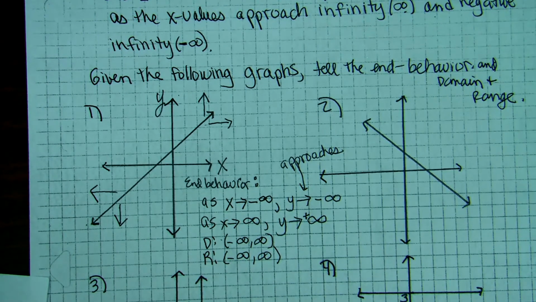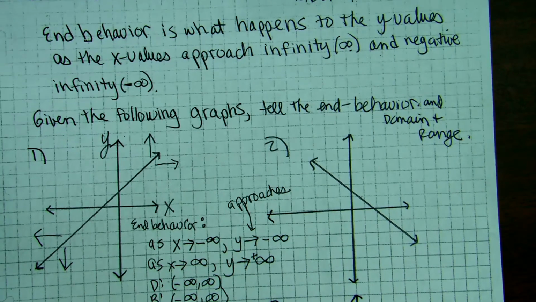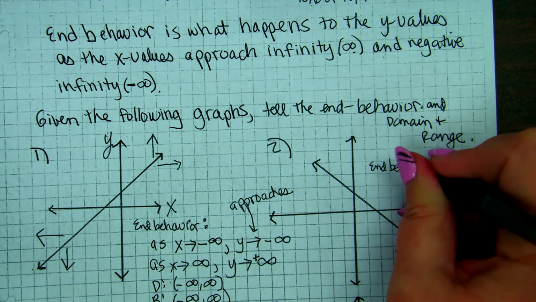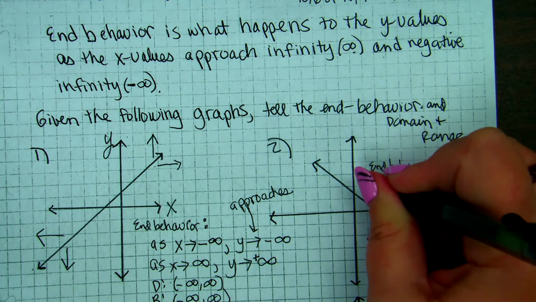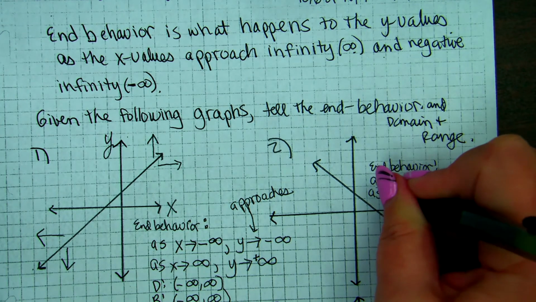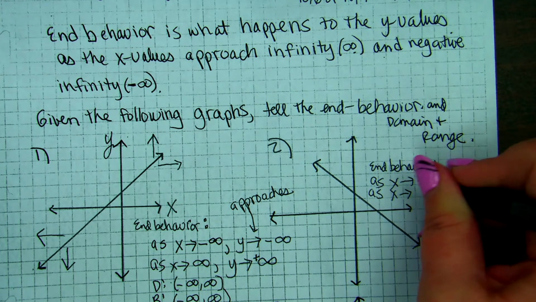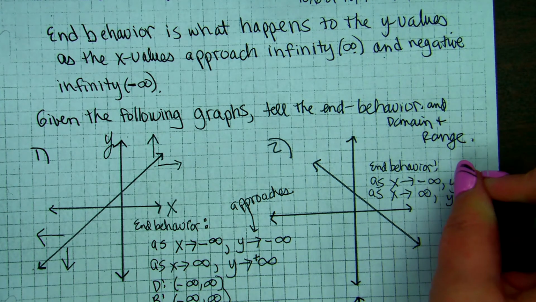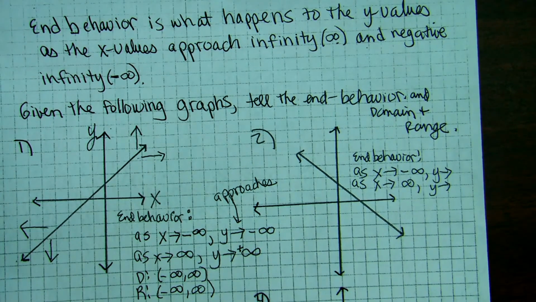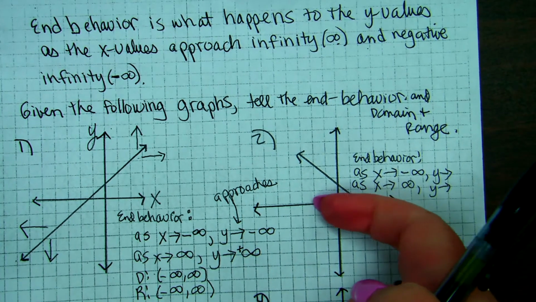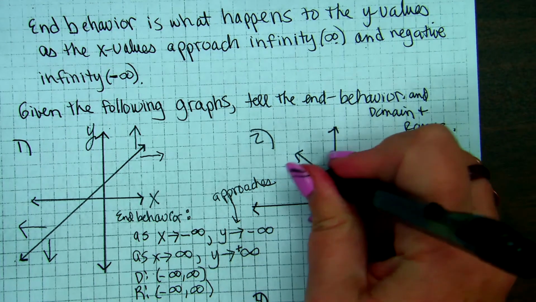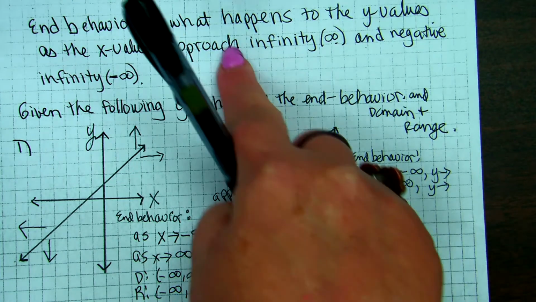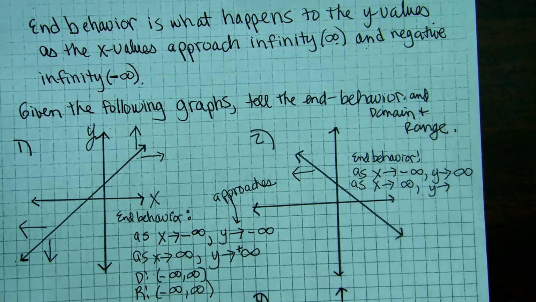So let's look at the next one. End behavior: as x approaches negative infinity and positive infinity, y approaches, and we have to decide where y approaches. When we're going to the left along the line, going to negative infinity, where's the y going? Y is going up to positive infinity.